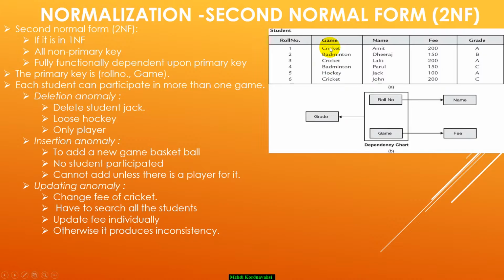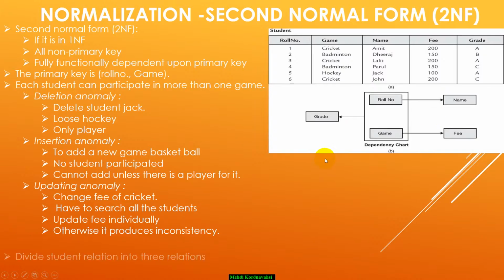Here, there are 3 records with cricket. One game, but it's repeated in 3 records. And if you want to change the fee, the first is 200, the next is 200, the third also is 200. If you want to change the fee, for example, from 200 to 210, you have to update all 3 parts. The solution of this problem is to separate partial dependency and fully functional dependency.